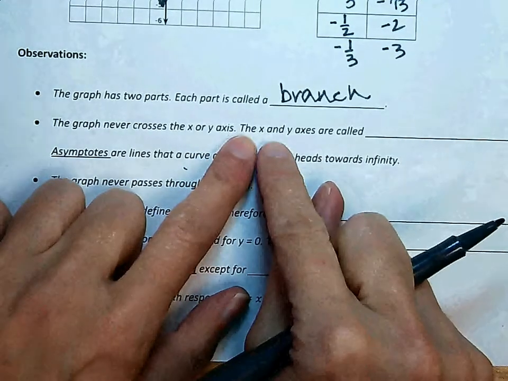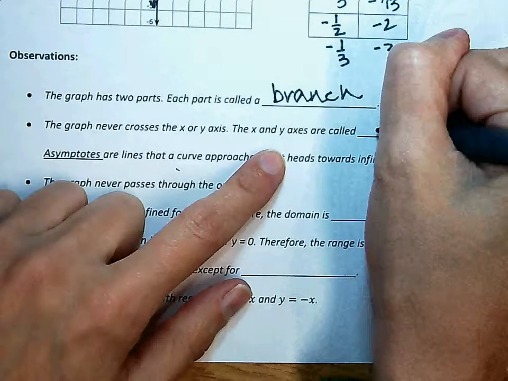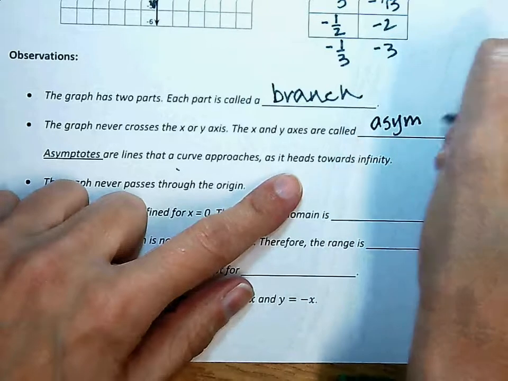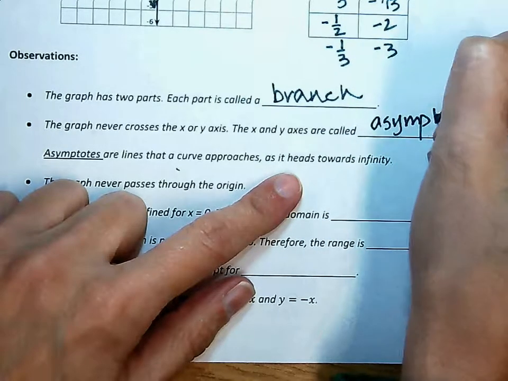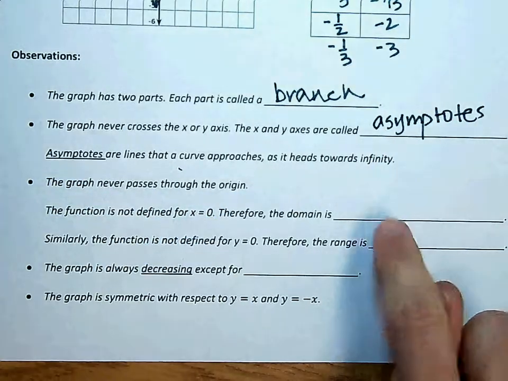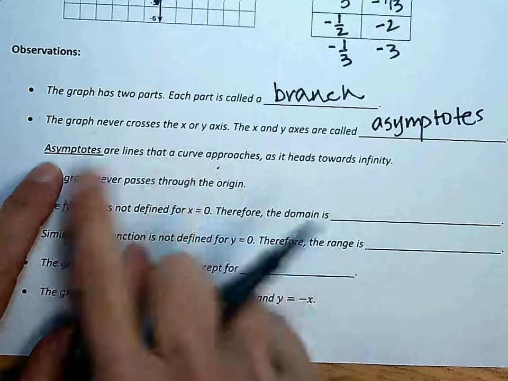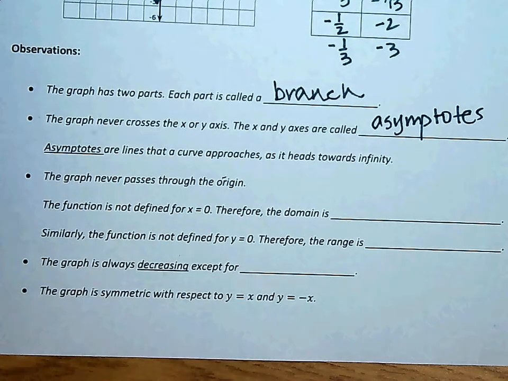When you have this happen, we call the lines that it never crosses asymptotes. Asymptotes, yes. It has a P in it. It's one of those funny English things. And it's written right here. Asymptotes are lines that a curve approaches as it heads to infinity.